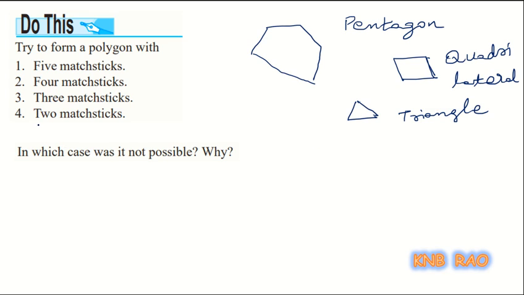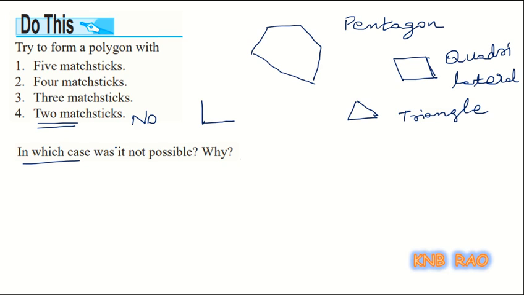But can you form a polygon with the help of only two matchsticks? No, we cannot form. So, in this case, it is not possible. Okay, with the help of only two matchsticks, we cannot form a closed figure. So, polygon should have at least 3 line segments to get formed, I mean.